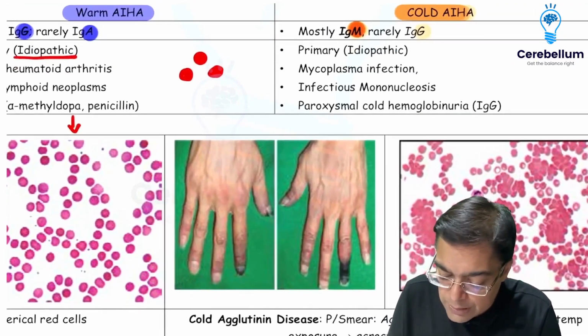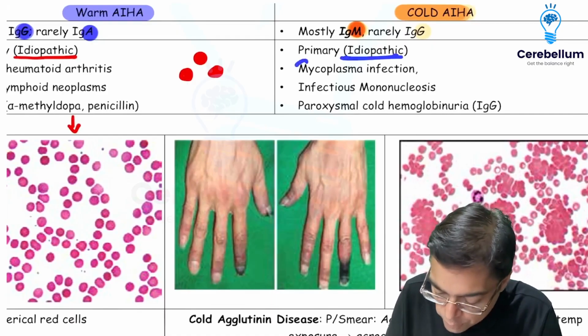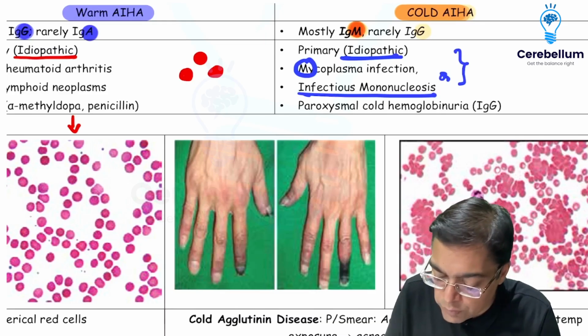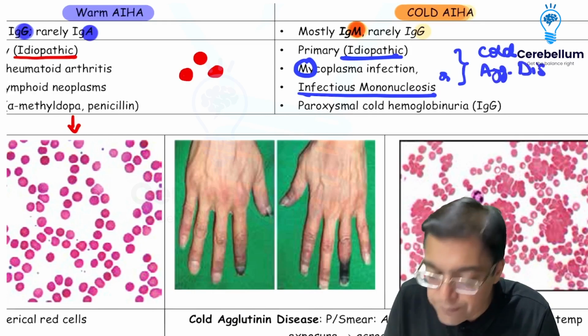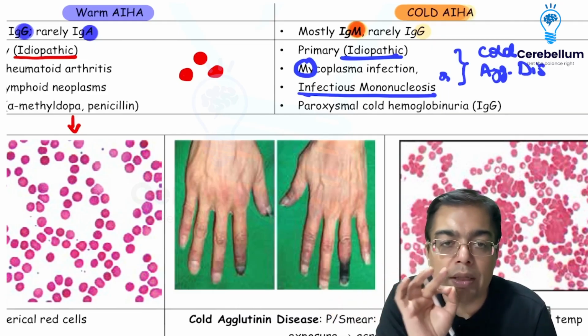Now, one example of this kind of condition can be, we do not know the cause, but that can be idiopathic, or it can be associated with conditions like mycoplasma infection or infectious mononucleosis. In such a situation, on exposure to cold temperature, this patient is going to be having agglutination of RBCs. So that's given the name of CAD, cold agglutinin disease.